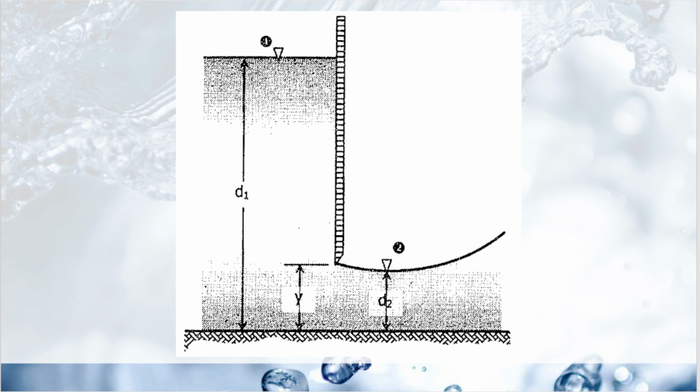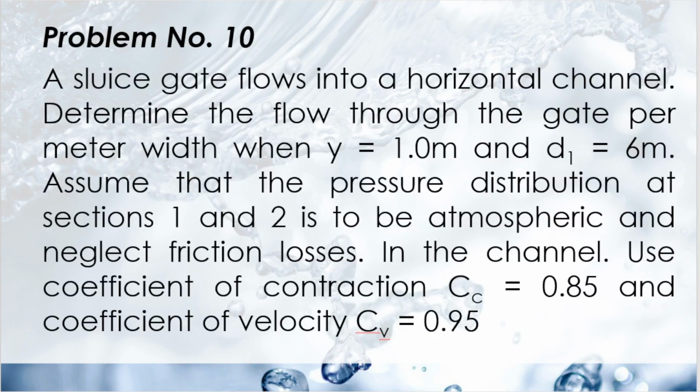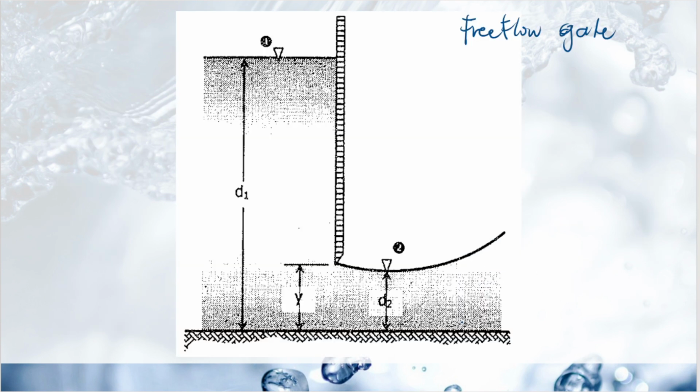So from this, we could actually see that this is a free flow gate. Okay, so we've discussed the formulas a while ago, so we could actually answer this question. Let's use this illustration to write the givens. It says here that y is 1 meter. So this y is 1 meter.